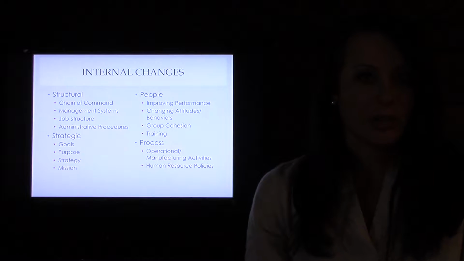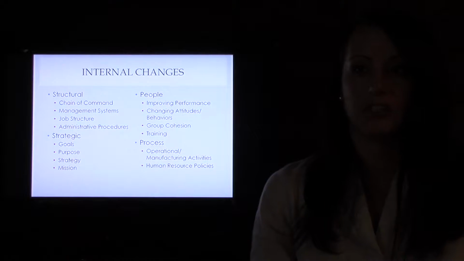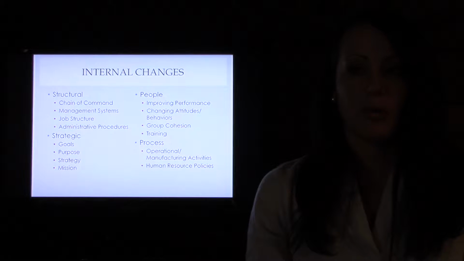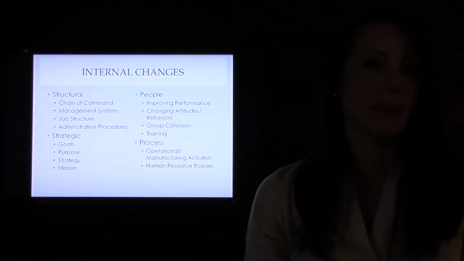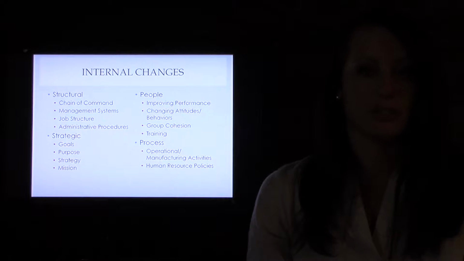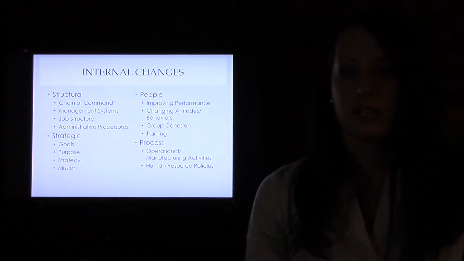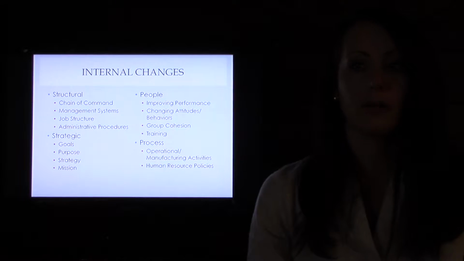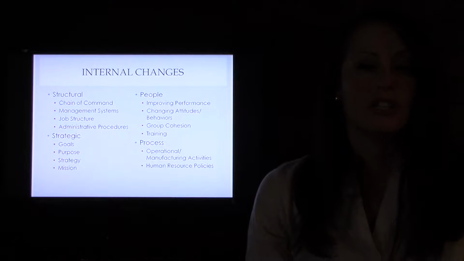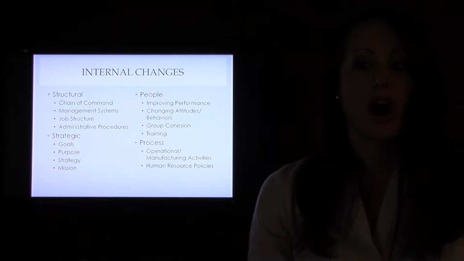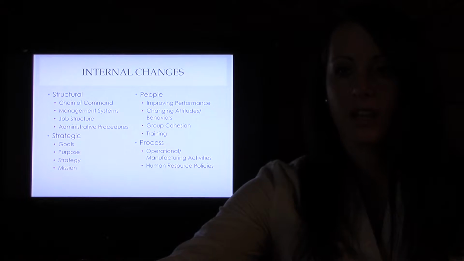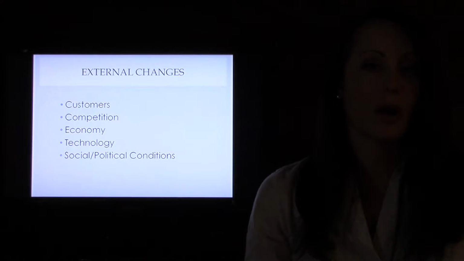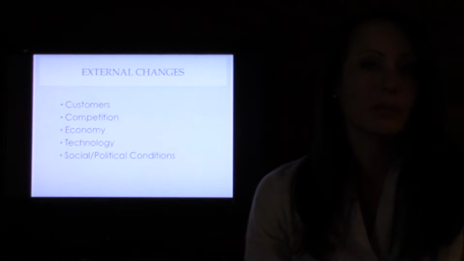I'm going to give you some examples of internal and external changes before we continue. Internal changes, as you can see, are structural, strategic, people, and process. You can see examples here as shown. Structural may involve chain of command, management systems, job structure, or administrative procedures. Strategic may involve goals, purpose, strategies, missions, where people deals with improving performance, changing attitudes, behaviors, group cohesion, and even employee training. Process would involve operational activities, manufacturing activities, even human resource policies. Now, external changes deal with customers, competition, economy, technology, social and political conditions.